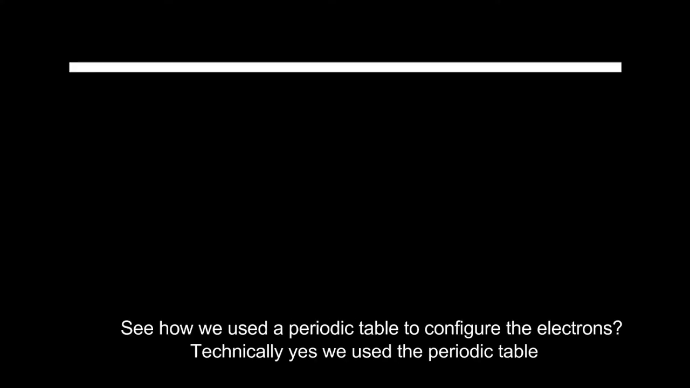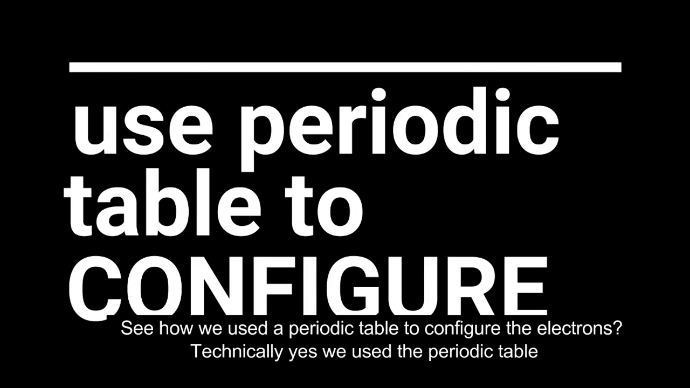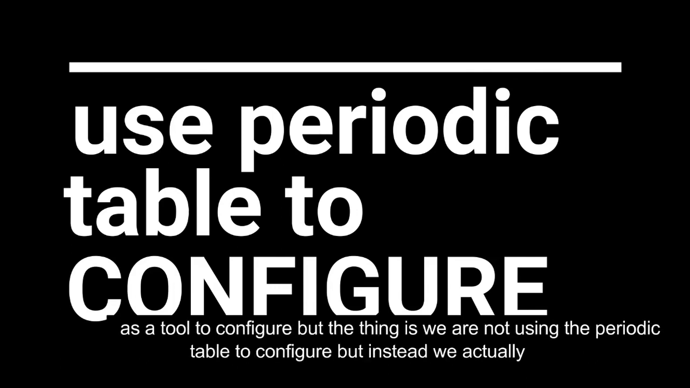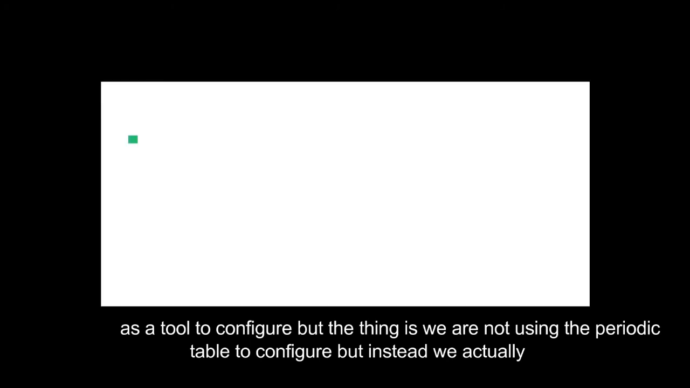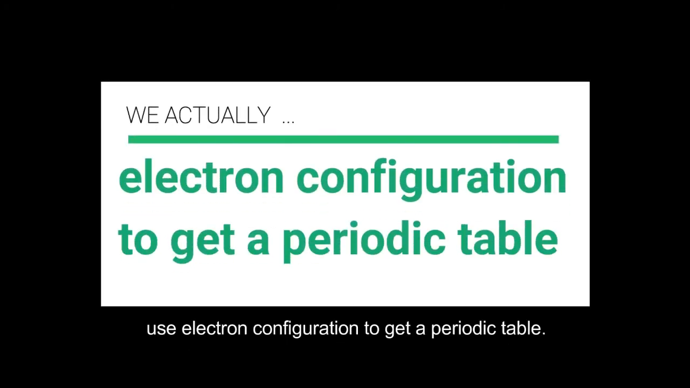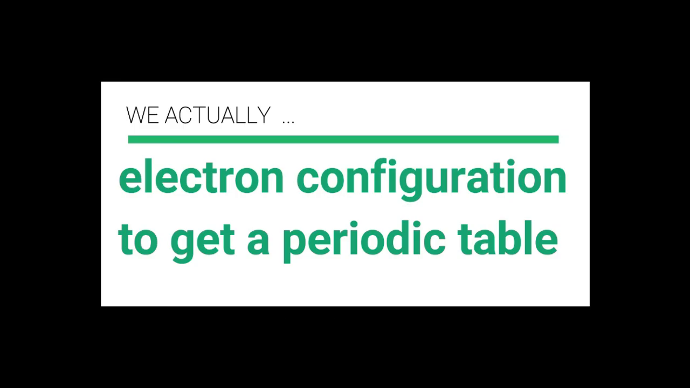See, how we use a periodic table to configure the electrons. Technically, yes, we use the periodic table as a tool to configure, but the thing is, we are not using the periodic table to configure, but instead, we actually use electron configurations to get a periodic table.